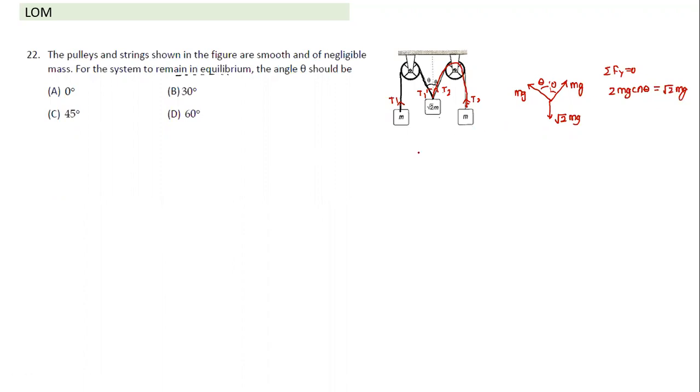Atri, have you understood? Yes, sir. Can you solve a similar question? Practice a few more questions so that you are able to solve quickly. Okay. But the two string tensions have to be equal.